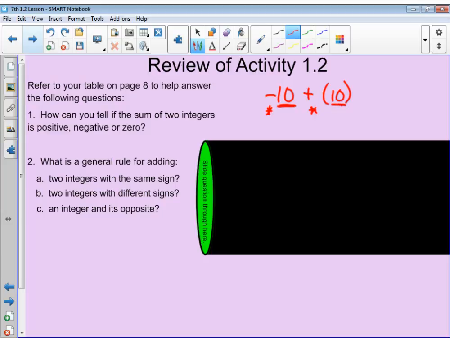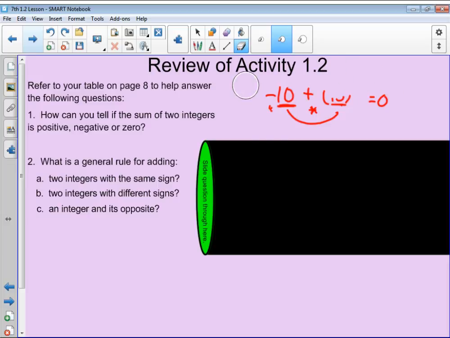Okay, so that's what we discussed yesterday. A number and its opposite will cancel each other out. So 10 and its opposite of negative 10 ended up canceling each other out, equaling 0, balancing each other out on the number line.